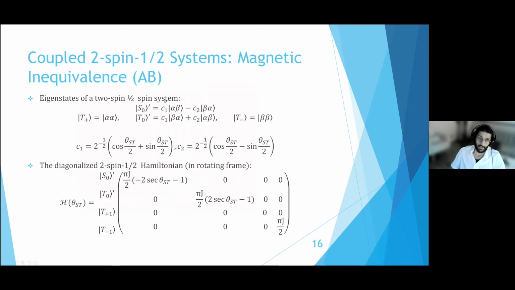And let's say in the Hamiltonian eigenbasis, your eigenstates are going to look like this. They're going to be functions of this singlet triplet mixing angle. And the diagonalized Hamiltonian, again, this is the rotating frame. We're ignoring any huge Larmor frequency contributions. You just get this. And the focus is going to be between these S0, T0 states in this zero quantum subspace.